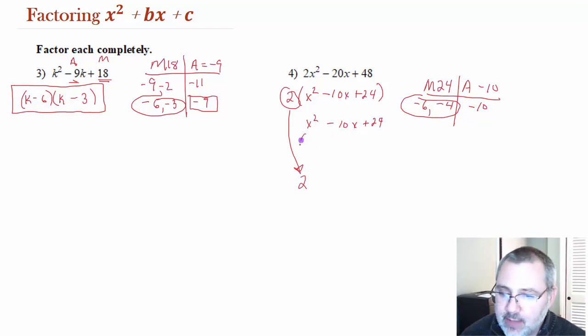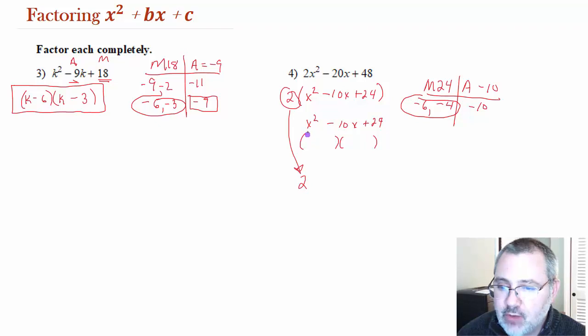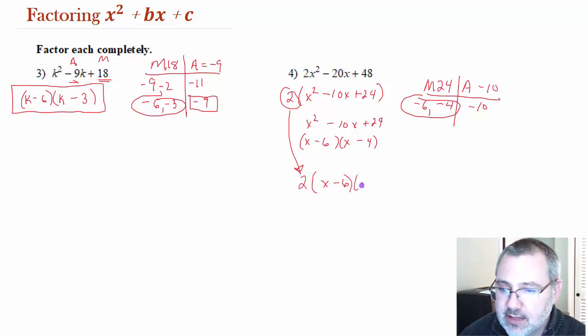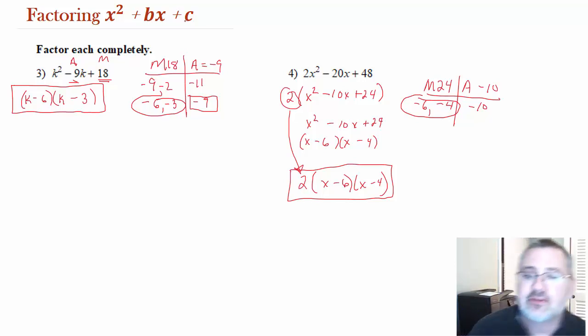So we come back here, make our two groups. What comes first? Well, what two things multiply to give you x squared? x and x. And then we take our two numbers and fill in. Minus 6 and minus 4. So don't forget, we have to include this with our final answer. So our GCF is 2 times x minus 6 times x minus 4. And that is our factoring of this simple trinomial. Hopefully that'll help you out when you move on to some of the other strategies.